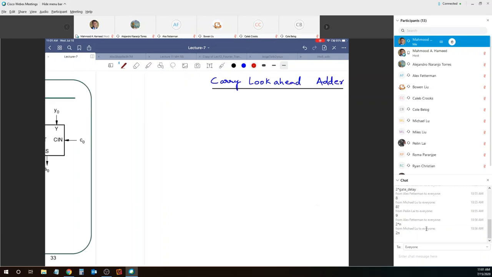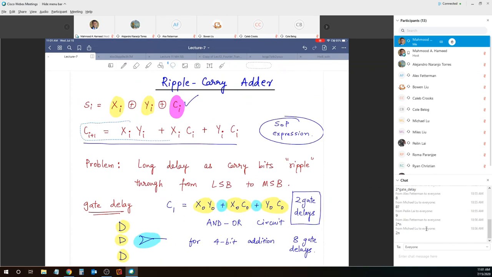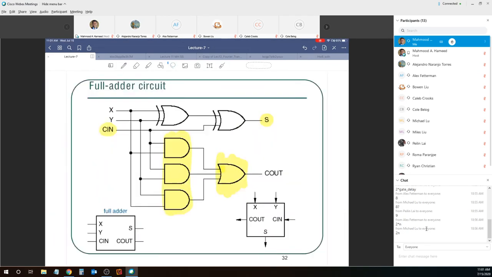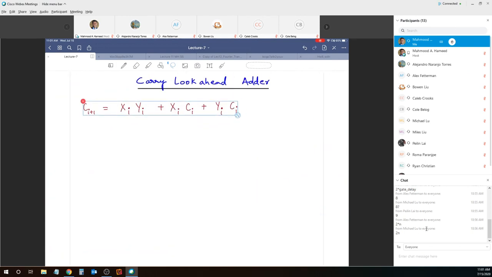And I'm going to use the same expression that I had earlier. I'm going to simply copy this and paste it over here. All right, so I start with this carry, right? And I'm going to do some algebraic manipulation here, which is I'm going to define x sub i and y sub i as g sub i.